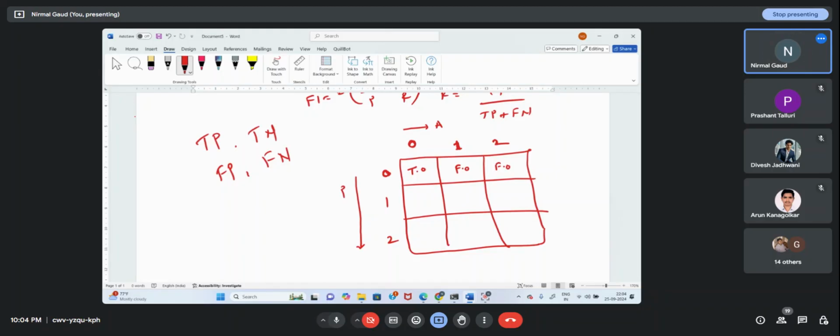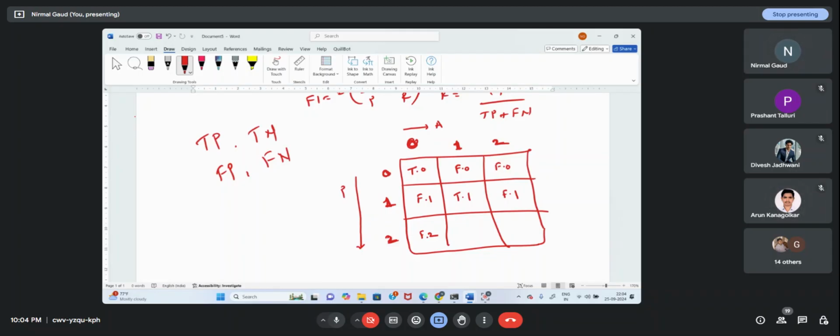Okay. Now, if actual is 0 and the model predicted it as 1, so false 1. If actual is 1 and the model predicted it as 1, then it is true 1. If your actual is 2 and the model predicted it as 1, false 1. Same thing applies here also. Actual is 0, model predicted it as 2, so false 2.